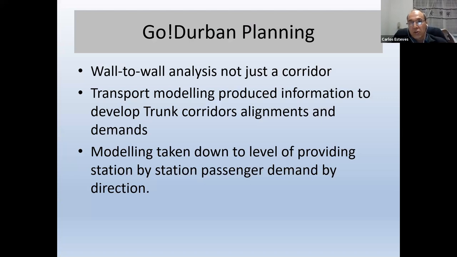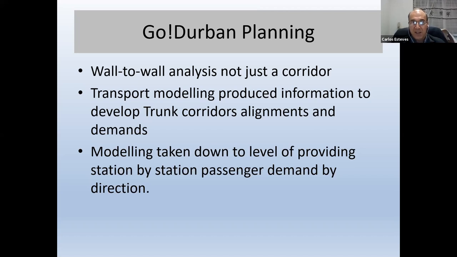So Go Durban was initiated in about 2012. It took this BRT concept. By this stage, Johannesburg and Cape Town, Rea Vaya and MyCiTi, had some system going. But their planning and modeling was largely on just the corridor that they would take to construction. eThekwini decided that it wanted to know what the end picture would be like for the whole city when it was transporting 85% of its residents. So it did a wall-to-wall analysis.